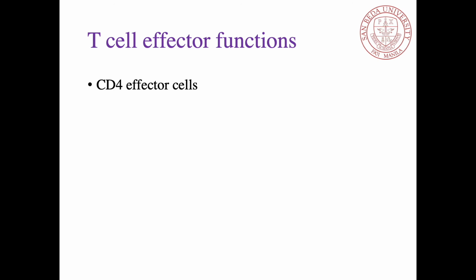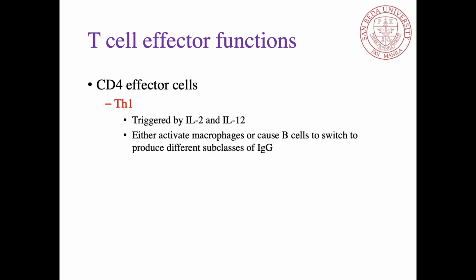So for CD4 effector cells, you have emergence of your Th1 type, and that follows appropriate triggering by interleukin 2 and interleukin 12. Now, they either activate macrophages or cause B cells to switch to produce different subclasses of IgG. And by that we mean cause B cells to switch into plasma cells, because really that's the only way that B cells will be able to produce immunoglobulin. That is by having them differentiate into plasma cells.